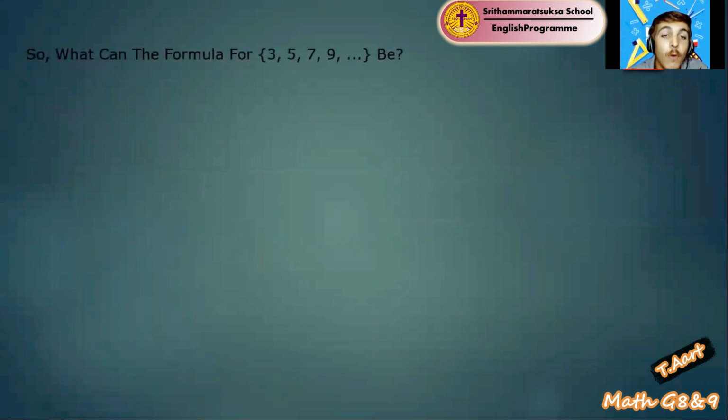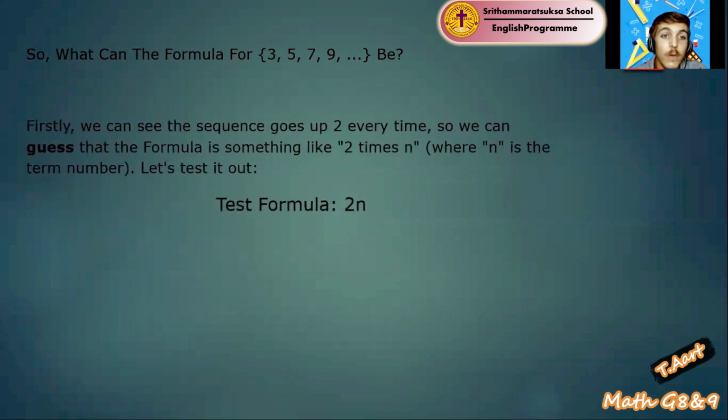So what can the formula be for the sequence 3, 5, 7, 9, and so on? Firstly, we can see the sequence goes up by 2 each time. So we can guess that the formula might look something like 2 times n. N is the term number we're looking at. So n would be number 1 here, number 2 here, number 3 here, number 4 here, and so on. So let's test that formula of 2 times n.